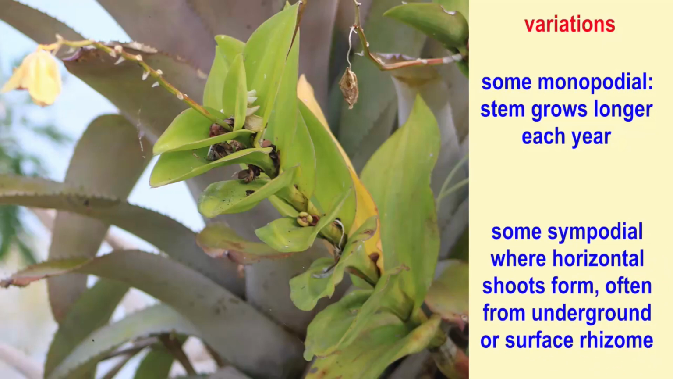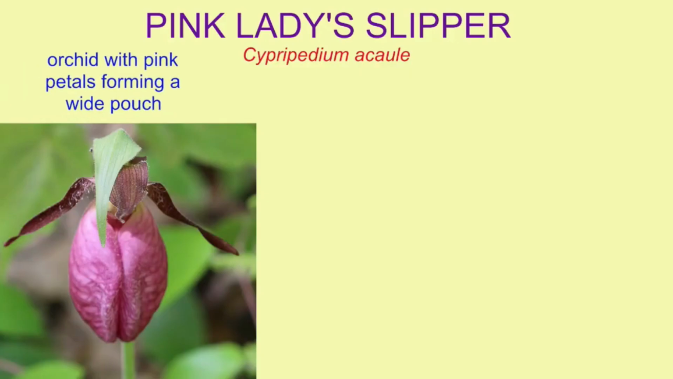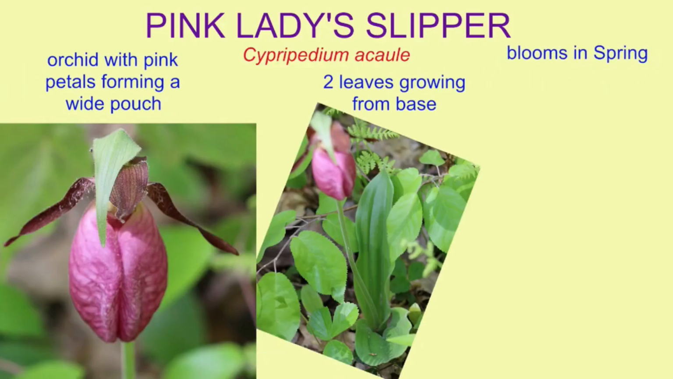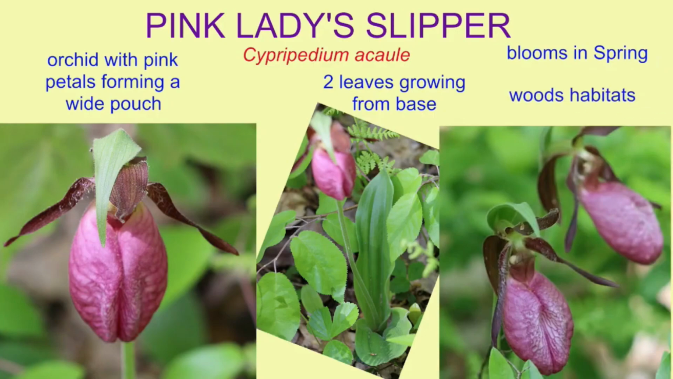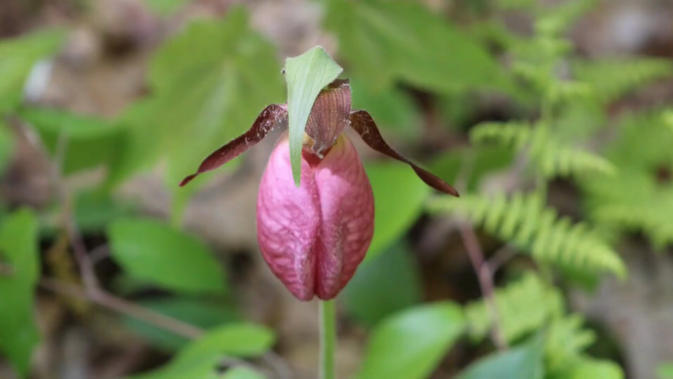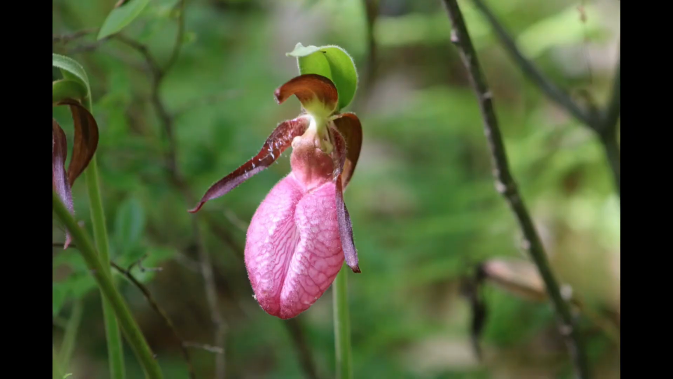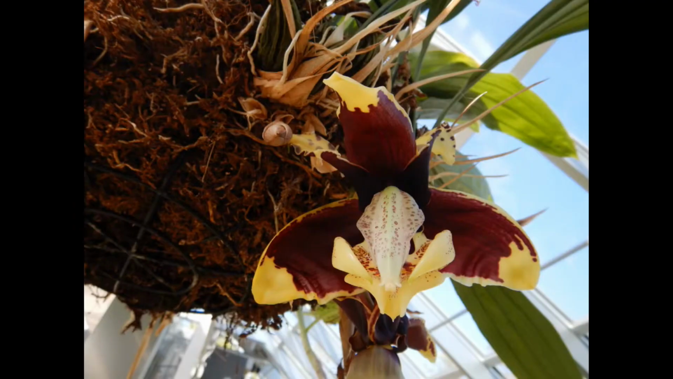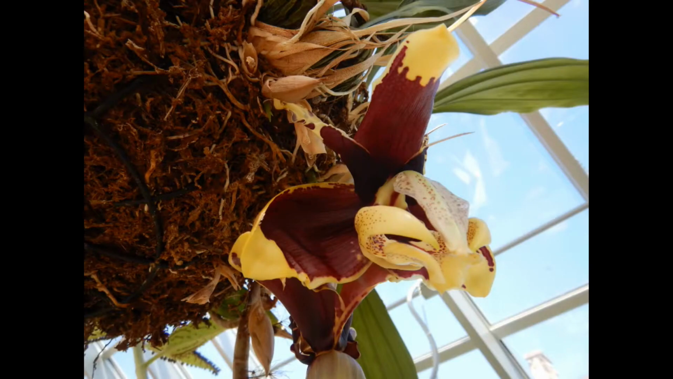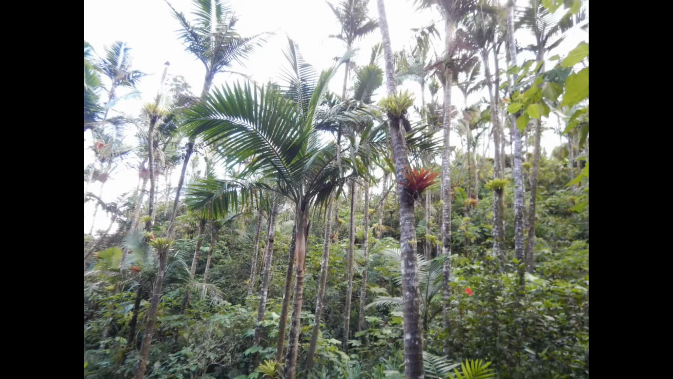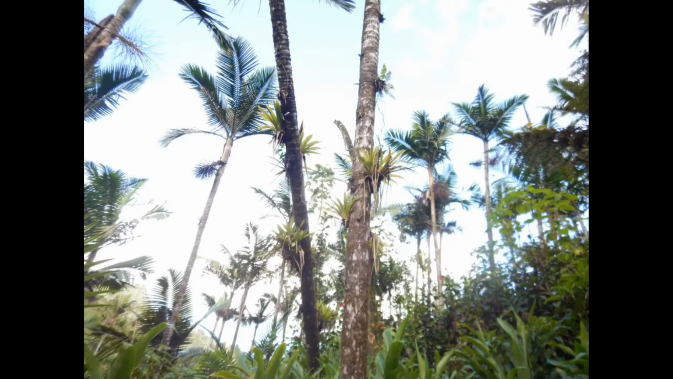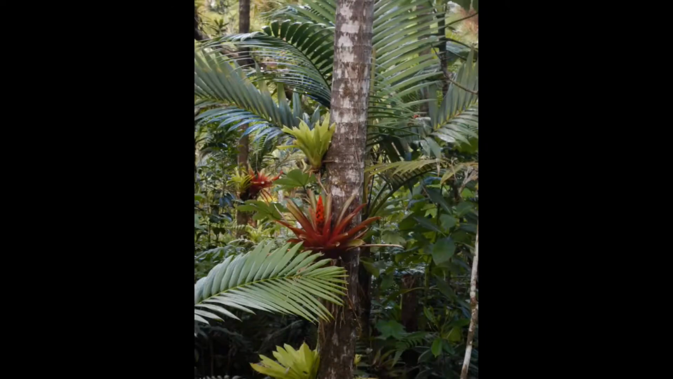In some, the stem grows more vertically, lengthening each year, while in others there are horizontal shoots coming from a stem which grows at the surface or underground, known as a rhizome. While some are rooted in the ground, others are epiphytes, which grow on the surface of other structures, such as trees, and produce aerial roots which never touch the ground.